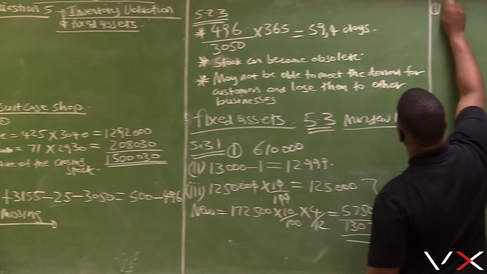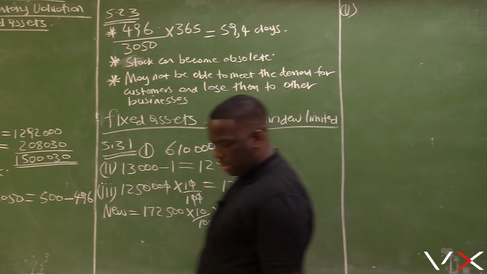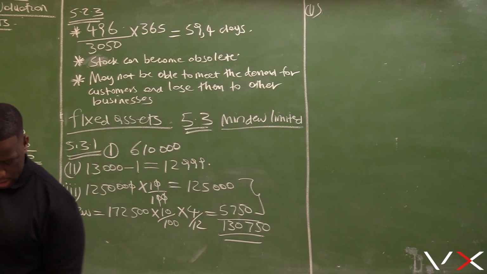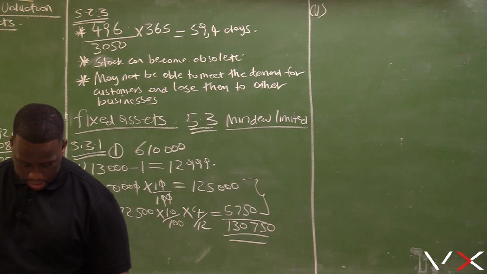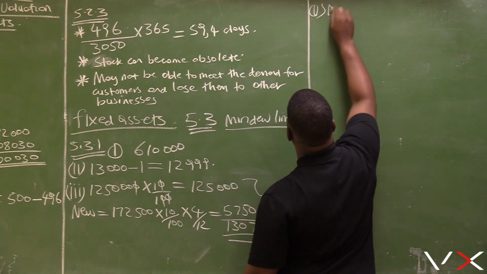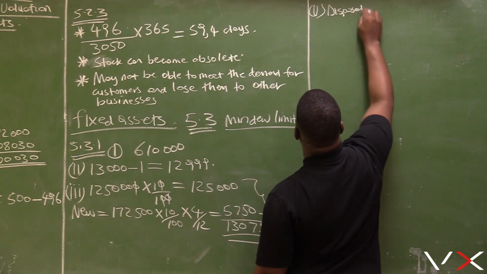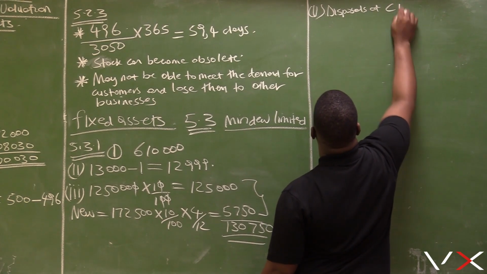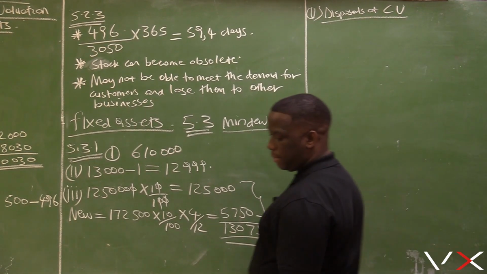Roman figure 4, still on the same question for the fixed asset note. We want to calculate Roman figure 4. What is it that we are calculating? We are calculating disposals at carrying value. The vehicle that was sold.